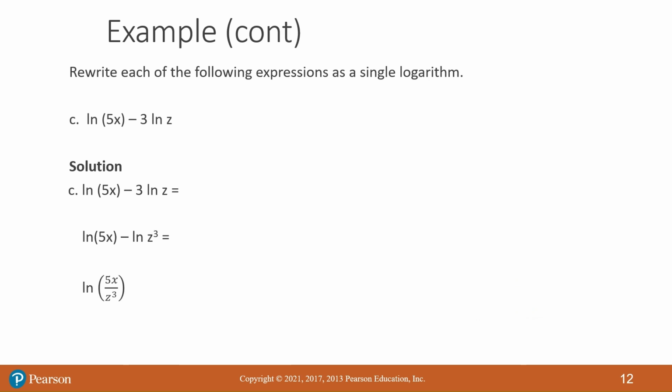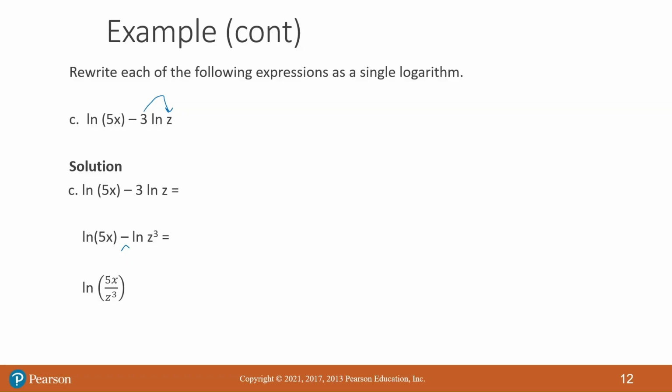Now, let's look at this example. It says, rewrite each of the following expressions as a single logarithm. The natural log of 5x minus 3 natural log of z. The first thing that I'm going to do is move the 3 back into an exponent form. So I've got the natural log of 5x minus the natural log of z to the 3rd. Okay, there's a subtraction going on here, so it's going to be a division. So it's going to simplify down to the natural log of 5x over z to the 3rd. Now this completes this particular section.